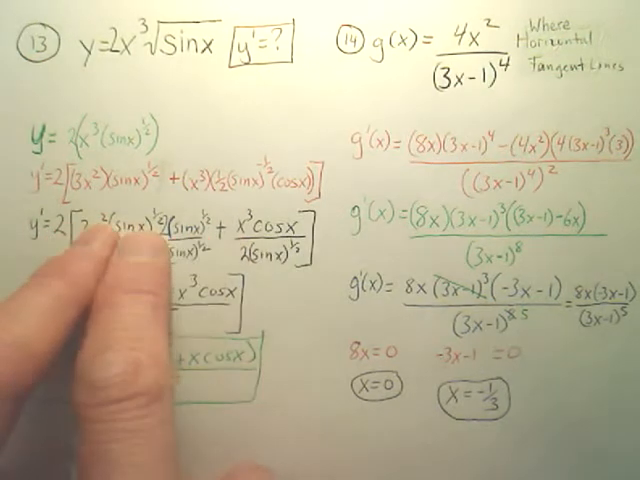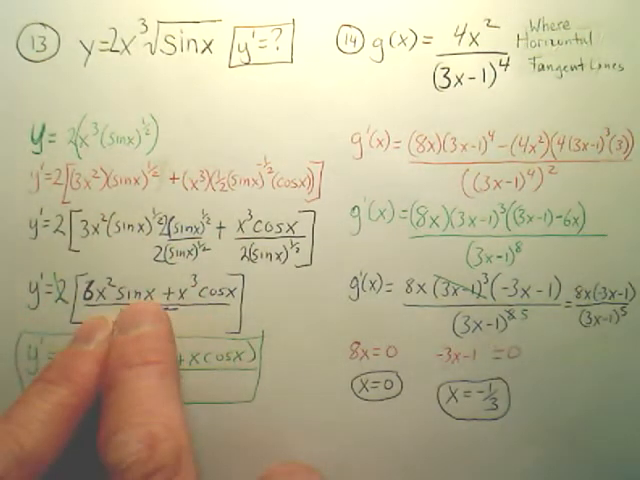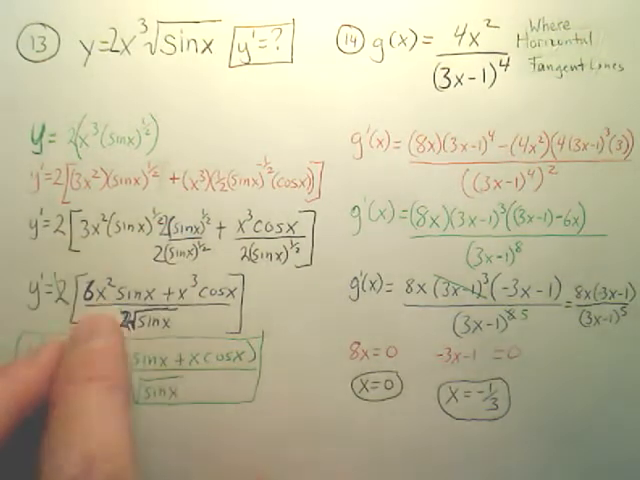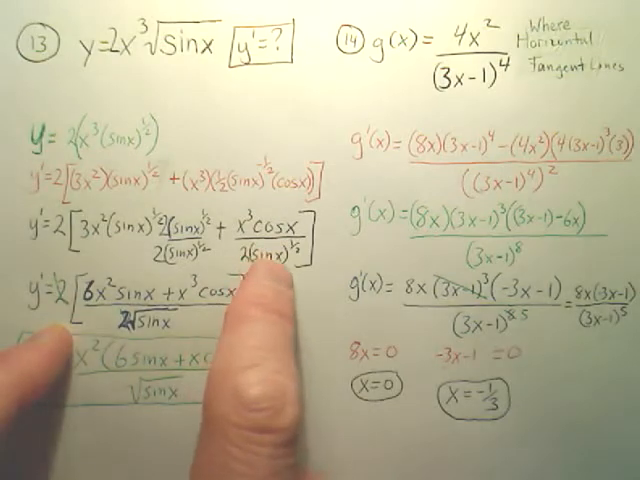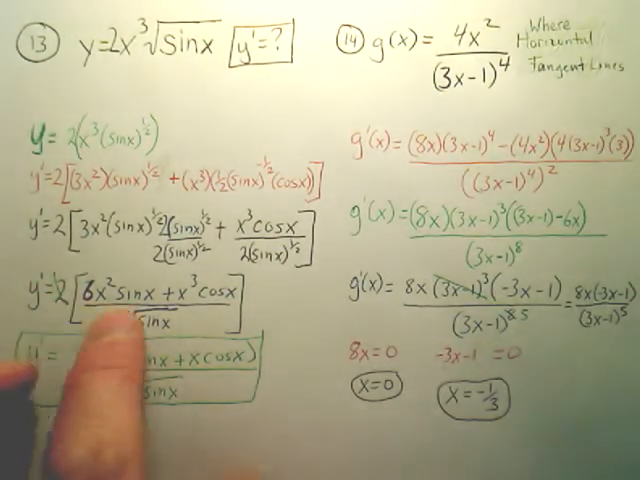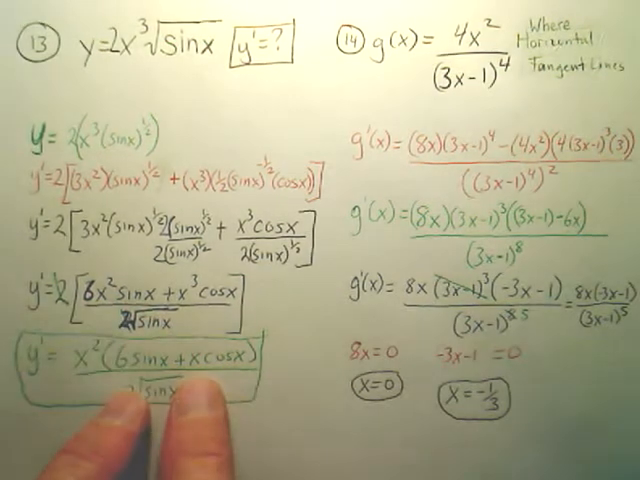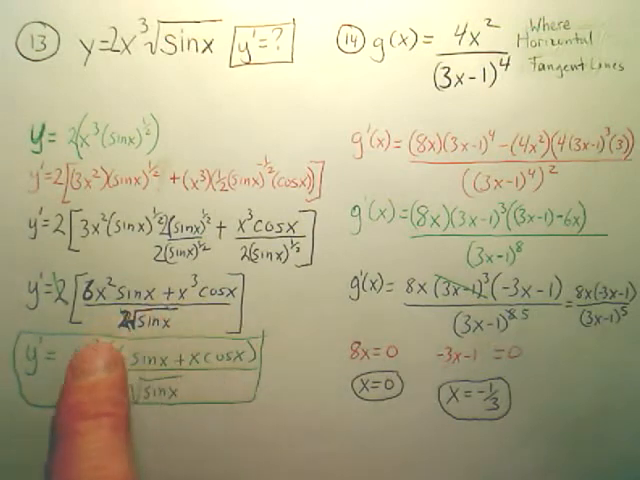The top then, when this sine x to the 1/2, sine x to the 1/2 becomes simply sine x. 2 times 3 becomes a 6. This just stays because that didn't change. Then the 2's cancel. And from here to here, it looks like I noticed I had an x squared in both, that I could pull out an x squared. And this had nothing left. So this looks like the answer.